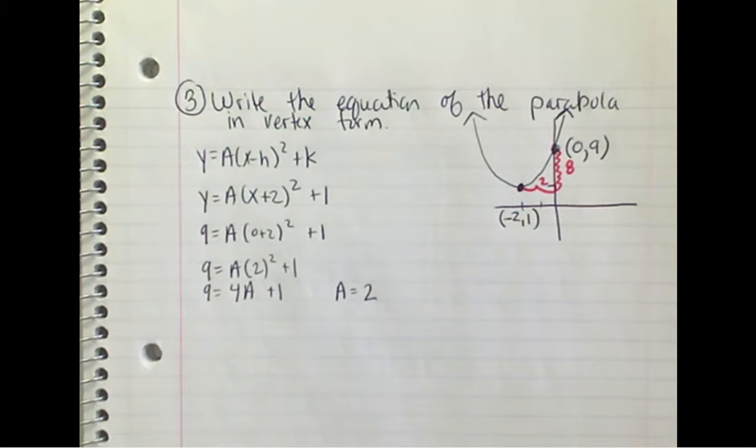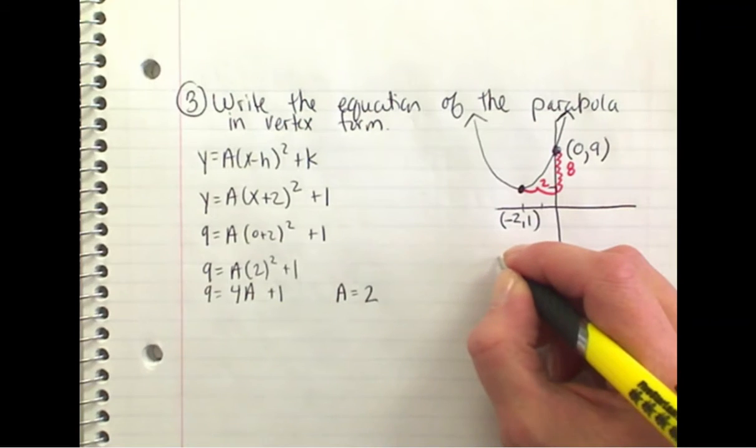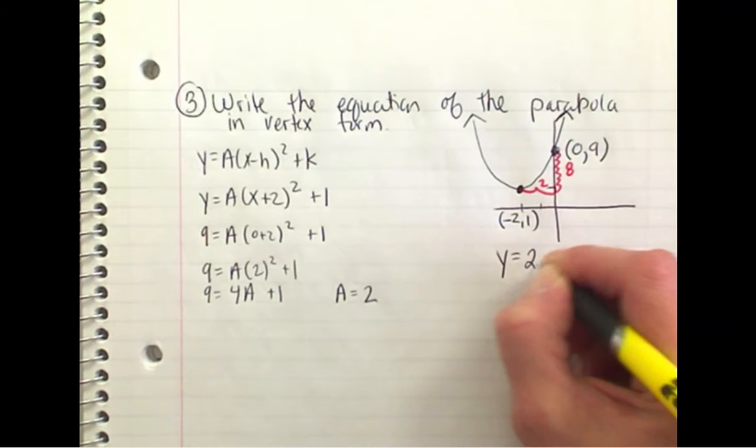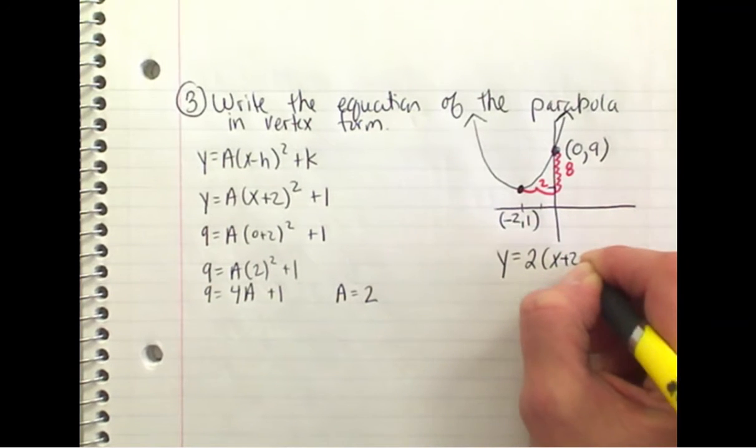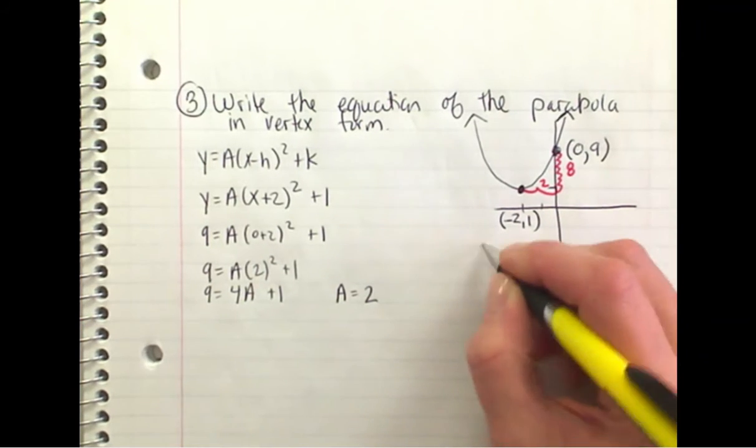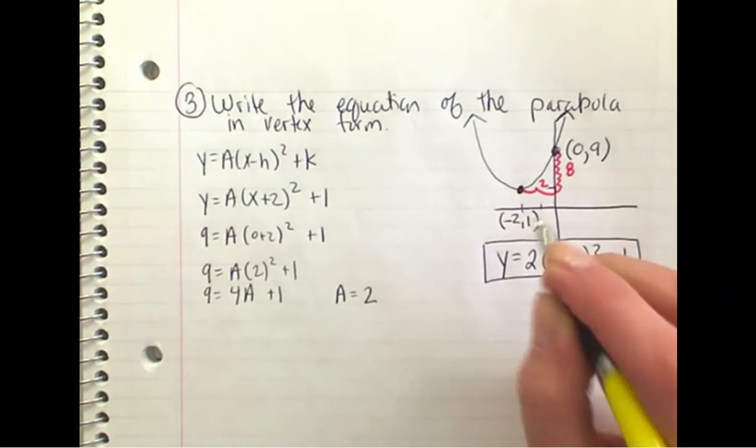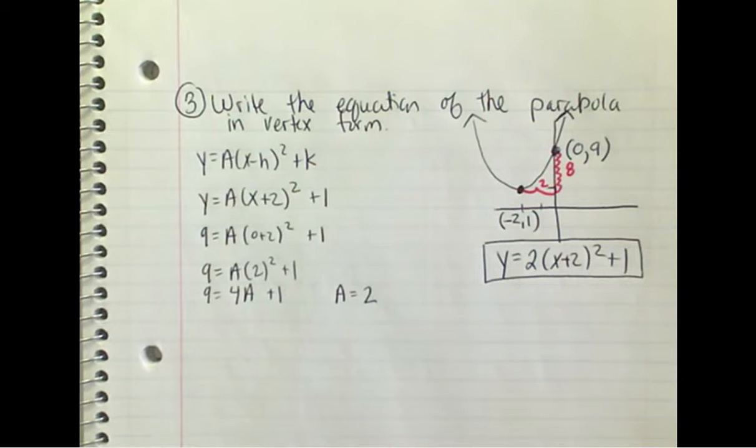Subtract 1, divide by 4. A equals 2. Yeah, okay, that makes pretty reasonable sense. So let's write it here. Y equals 2 times (x plus 2) squared plus 1. There's my equation. Can you do it in like a ratio kind of format instead?